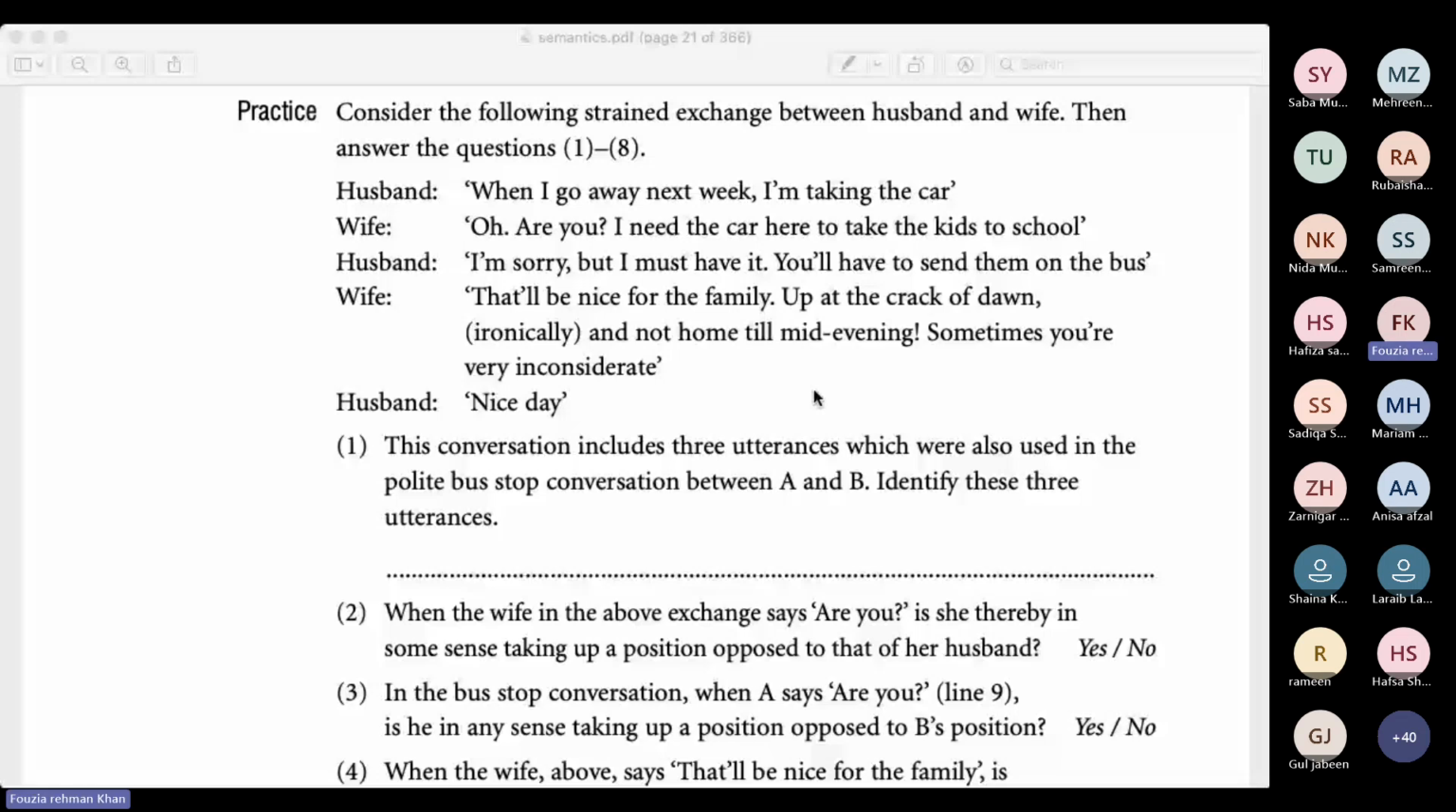Now, what we are trying to do in this conversation is match the sentences which are similar in the bus stop conversation to this husband and wife conversation very quickly. In just 1 minute, underline those sentences which are exactly similar, so that we can differentiate between sentence meaning and the speaker's meaning. When you are done, just raise your hands. I'm not asking you to speak up, just raise your hand so that I know you're there and doing it. Quickly, just match the similar sentences.